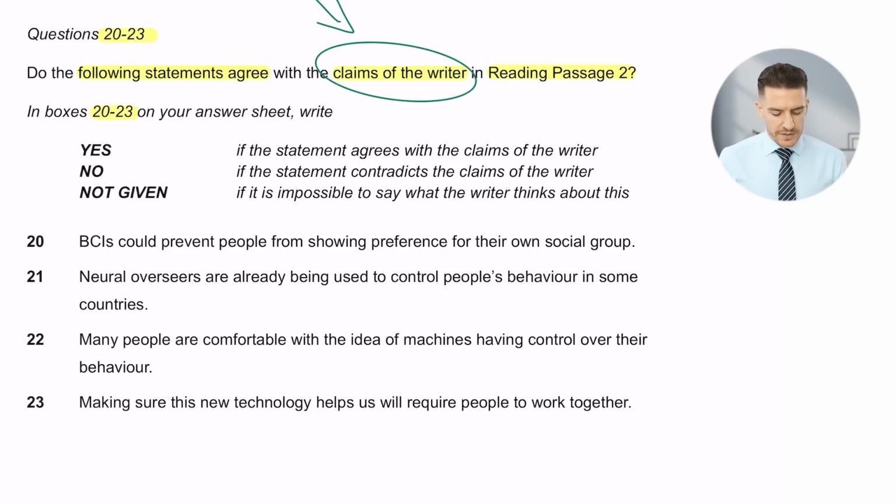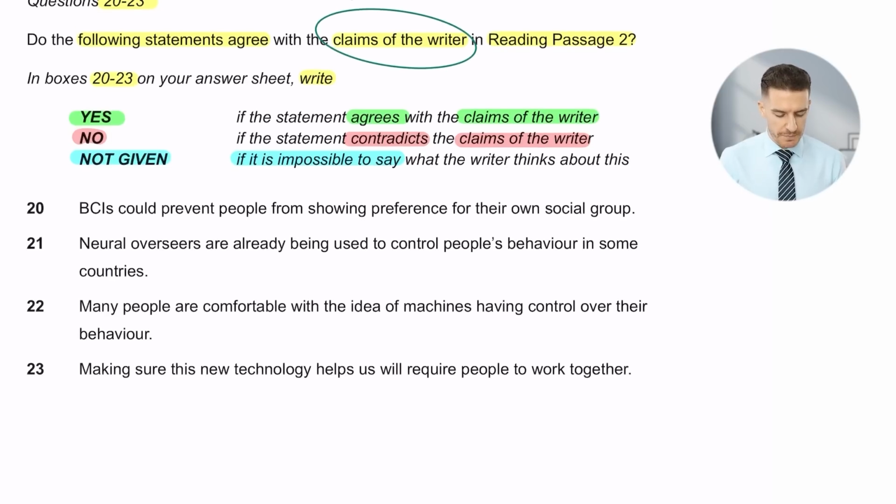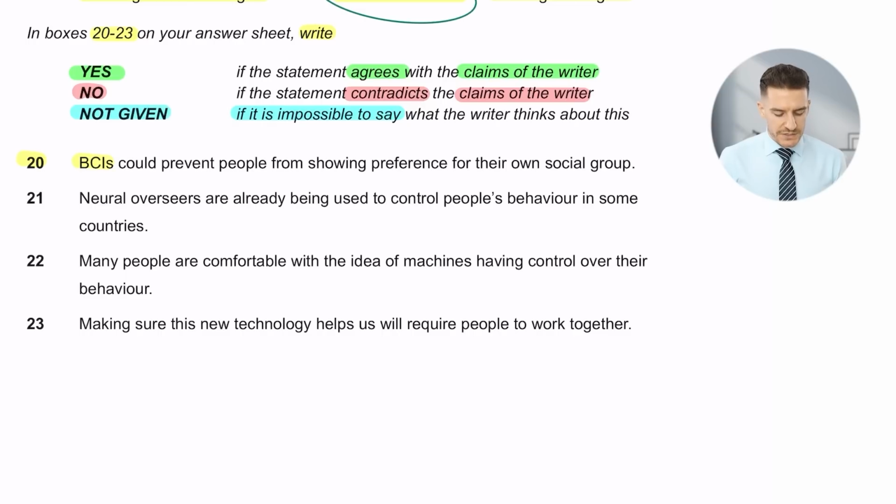Let's keep reading. In boxes 20 to 23, write: yes, if the statement agrees with the claims of the writer; no, if the statement contradicts the claims of the writer; and finally, not given, if it's impossible to say what the writer thinks about that statement or that issue. So let's have a look at the first question now, which is question number 20. BCIs could prevent people from showing preference for their own social group.